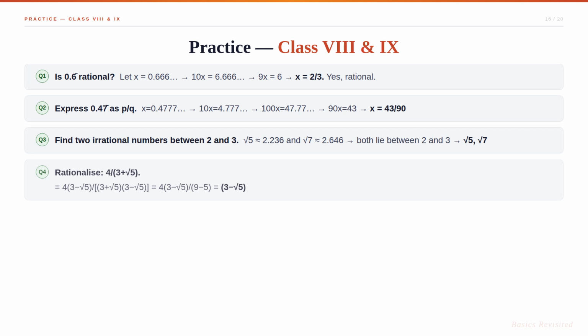Question 4. Rationalize 4 over 3 plus root 5. Multiply by 3 minus root 5 on top and bottom. Denominator becomes 9 minus 5 equals 4. Answer: 4 times 3 minus root 5 over 4 equals 3 minus root 5.